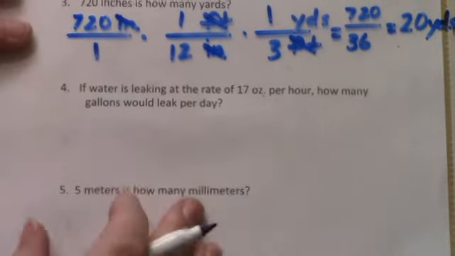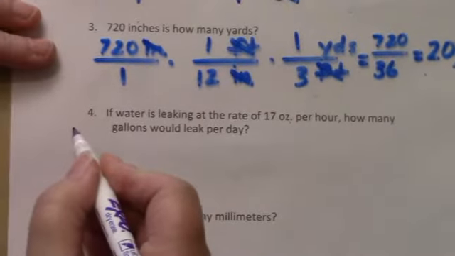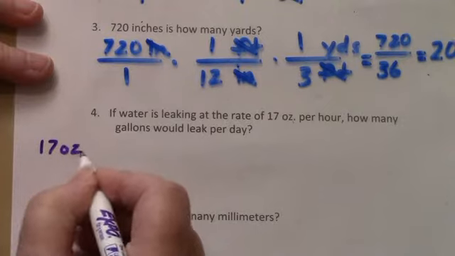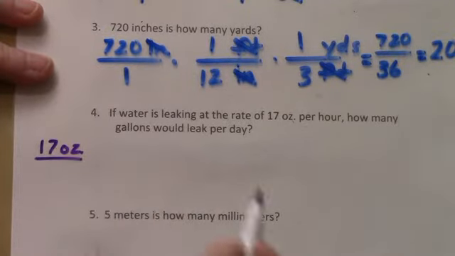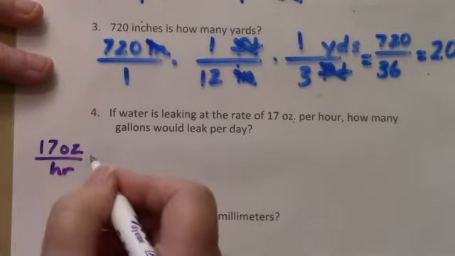Okay, on problem number 4, we're actually going to have to convert ounces all the way up to gallons. So it's going to take quite a number of different conversion factors in between. So let's get started on this one and see how we do. So we're going to start with ounces. I'm going to start way over here and try and write as small as I can because it's going to take some space. I have 17 ounces. This is also per hour, so we're going to stick a little hour underneath there.